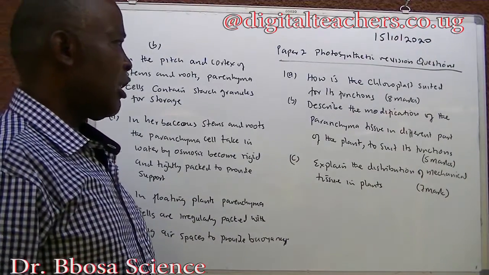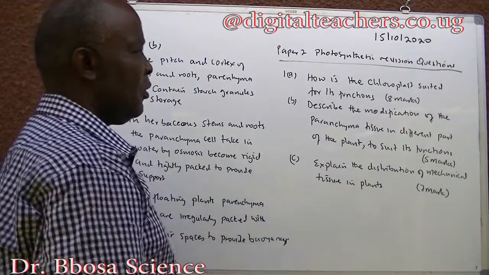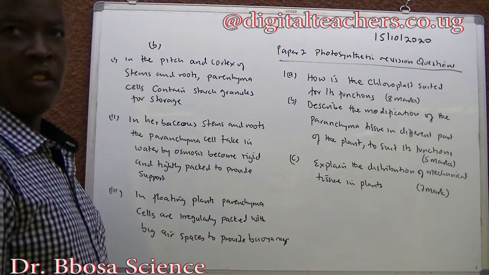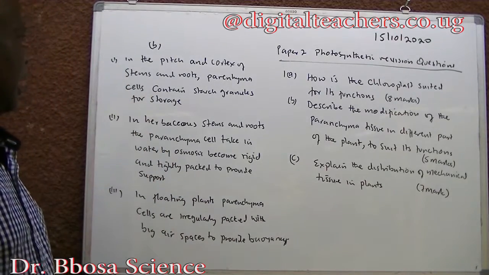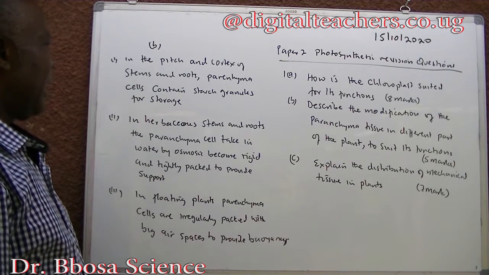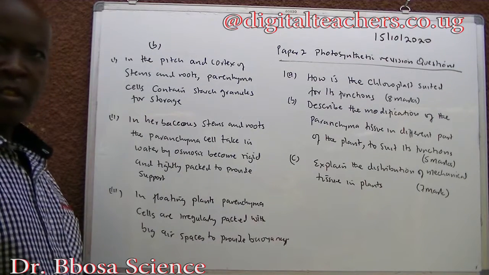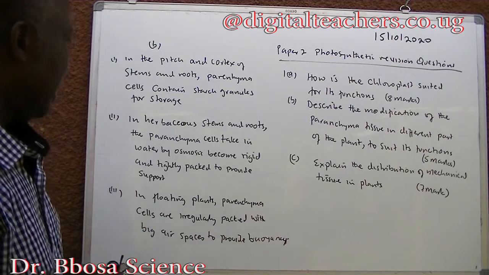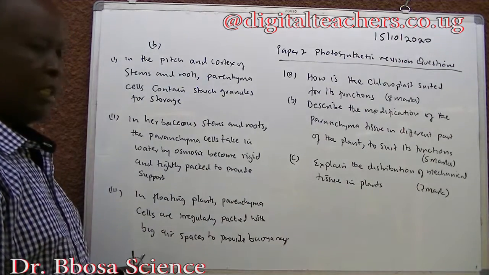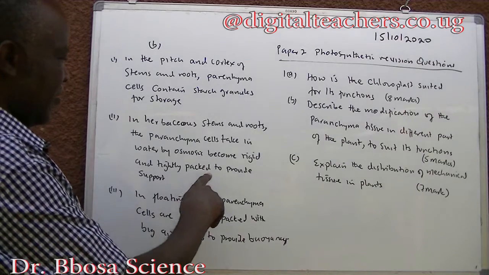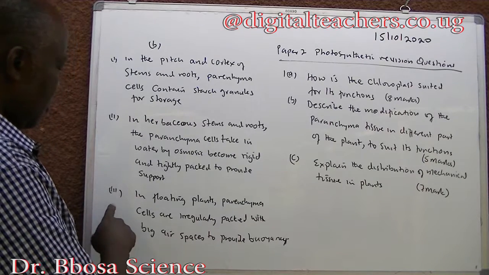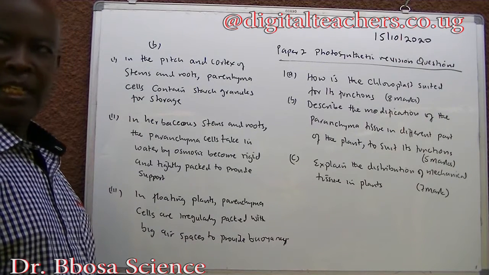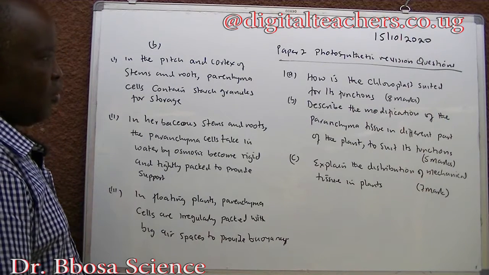B. Describe the modification of parenchyma tissue in different parts of the plant to suit its function. 1. In the pith and cortex of the stem and roots, parenchyma cells contain starch granules for storage. 2. In the herbaceous stem and roots, parenchyma cells take in water by osmosis, become rigid and tightly packed to provide support. 3. In floating plants, parenchyma cells are irregularly packed with big air spaces to provide buoyancy.